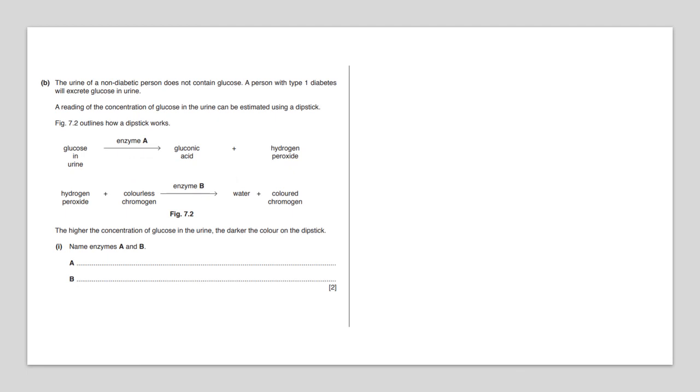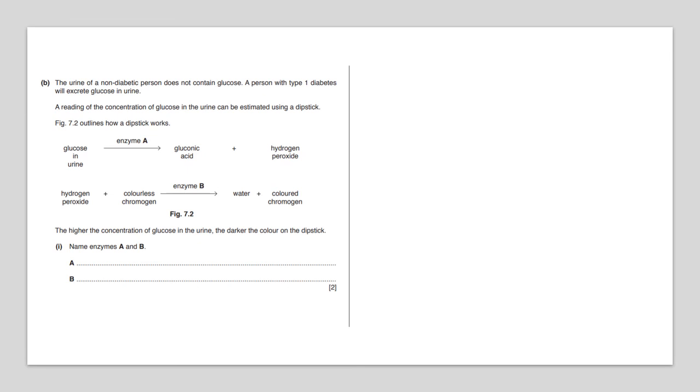Now, B says the urine of a non-diabetic person does not contain glucose. A person with type 1 diabetes will excrete glucose in urine. A reading of the concentration of glucose in the urine can be estimated using a dipstick. And then it tells us how a dipstick works. I think I outlined this in my video on blood glucose concentration under homeostasis. So you can just go to playlist chapter 14 and look for the video on blood glucose concentration if you feel a little bit wonky in this area.